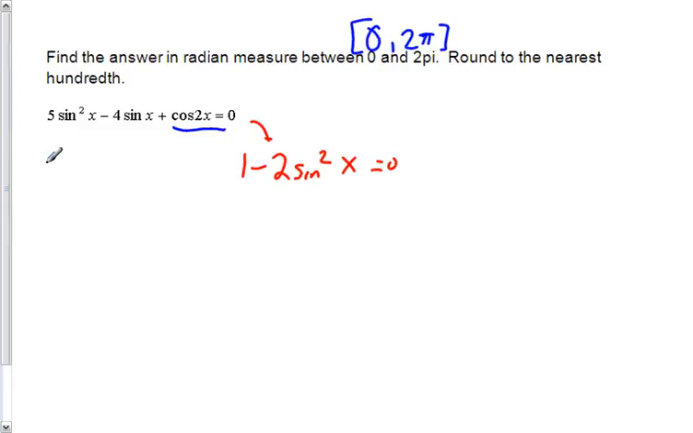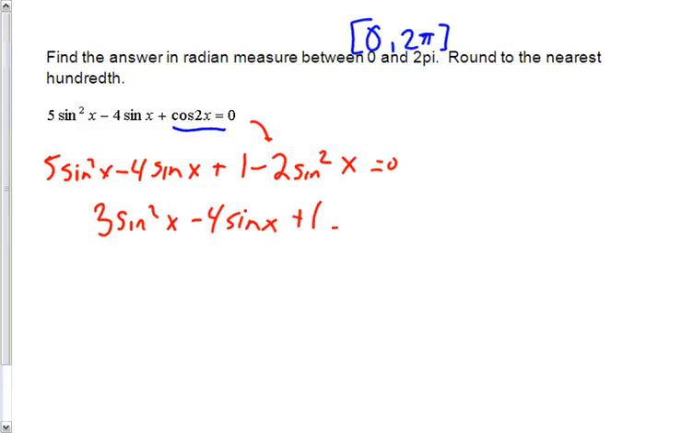Now we just copy what we have there from before to get our equation we're going to use. Minus 4 sine x plus our substitution. All right, clean up aisle 2. See what you can do. 5 sine squared x minus 2 sine squared x on the same side. Don't have to bring anything over. That is 3 sine squared x minus 4 sine of x plus 1 equals 0.